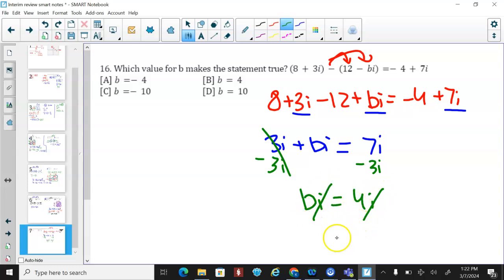So, of course, the i's will drop, so b equals 4. So your correct answer is B.